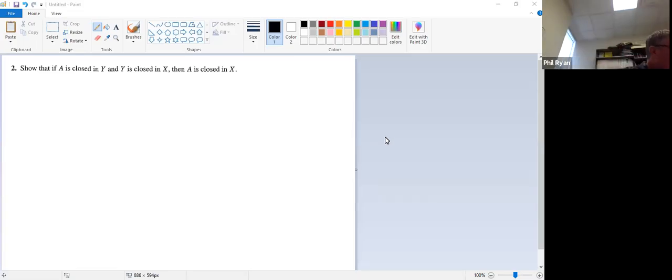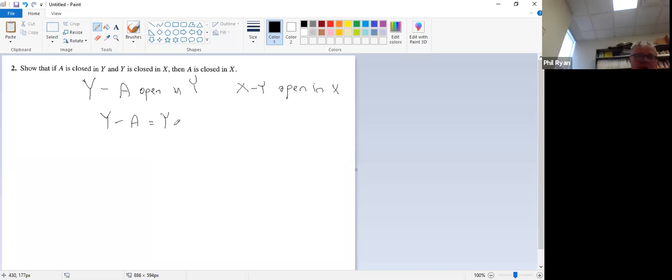Okay, continuing on to section 17. So we've got A closed in Y, Y closed in X. Show that A is closed in X. Well, we have Y minus A is open in Y, and X minus Y is open in X by the definition of closed. So Y minus A equals Y intersected with some open U in X.